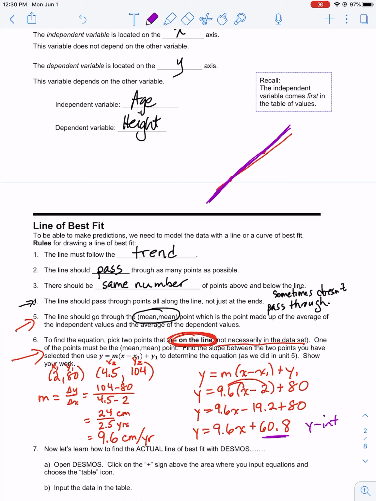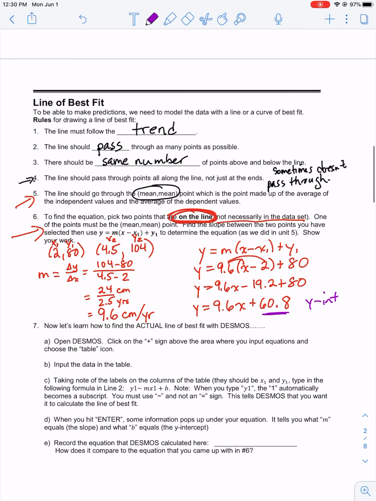It's a different line. And if I want to do any kind of predictions of what's going to happen, I'm going to over predict, because my answers should be on this line, but they won't. They'll be on this line. Or if I'm coming this way, I'm going to under predict. So you need to pick 2 points that are actually on the line. Again, they don't have to be in the data set. Okay.